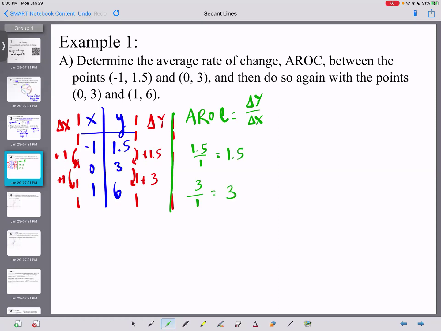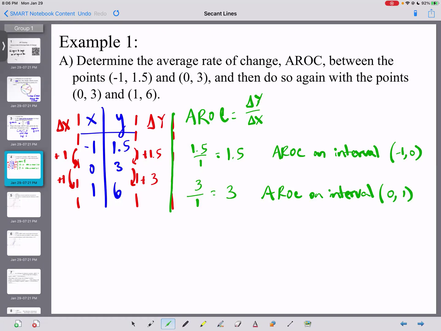And so the first thing we're going to do after finding these values, so it says here, determine the average rate of change. On the first interval it is 1.5, and the second interval would be 3. Okay, so this is the AROC on interval -1 to 0, and this would be the AROC here on the interval from 0 to 1. And by the way, we could do an AROC on another interval. We could do one more here.